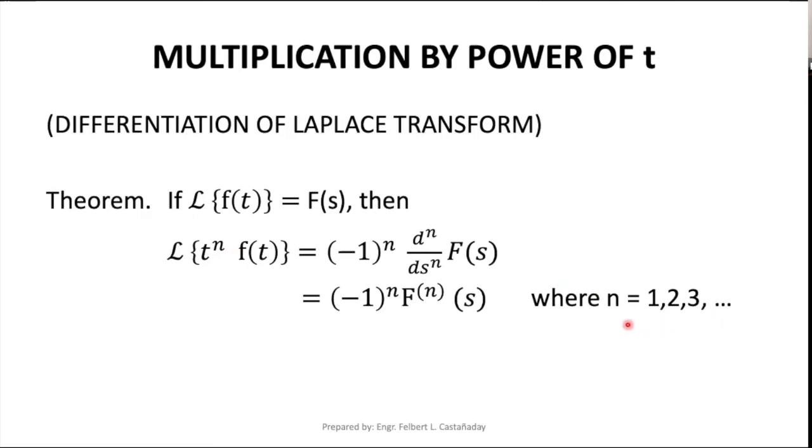So there's no negative n. If it happens that you will see negative n, it will not be possible to use differentiation to solve the transform of that given function. So there is another way to solve it. So let me just show you the proof of why it became negative 1 raised to n.